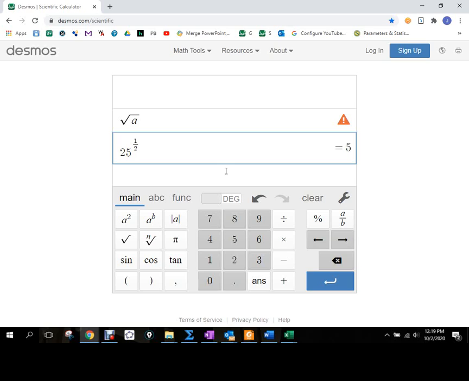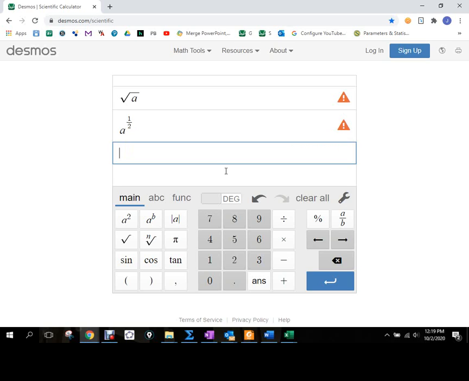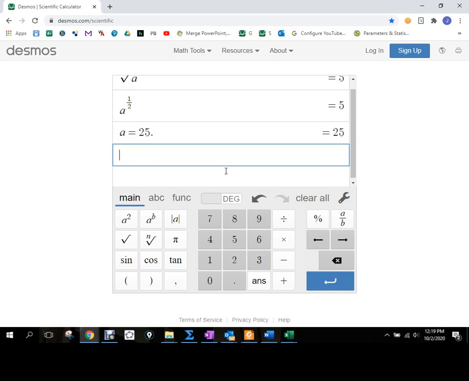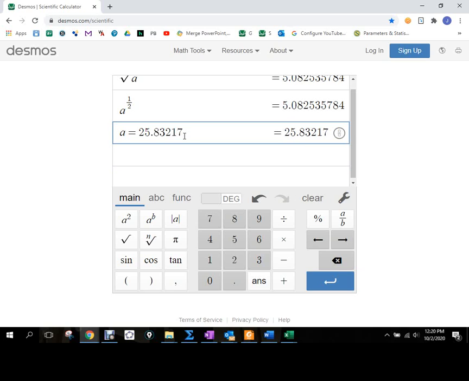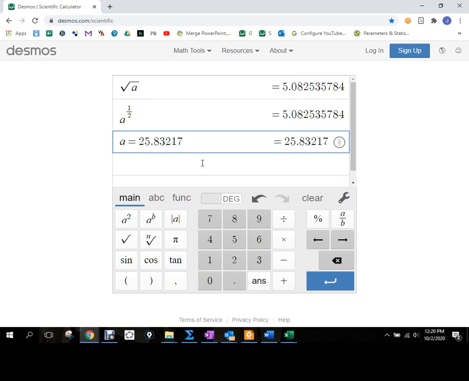Is that the square root of 25? So let me put A in here real quick. And now what's nice about this is I can say A equals, okay, give me any number now. Okay, 25, give me another number. 8, give me another number. Okay, 25.832. Oh, hit enter. 0.83217. Okay, pretty random number, right?